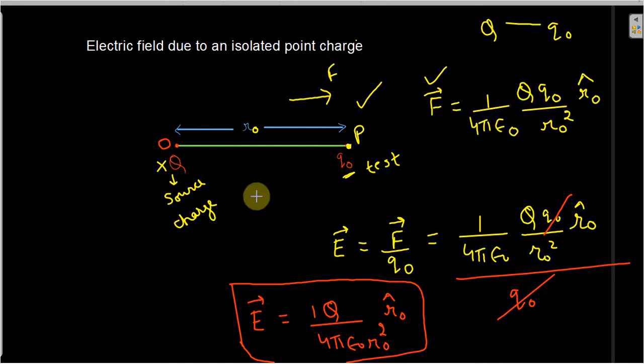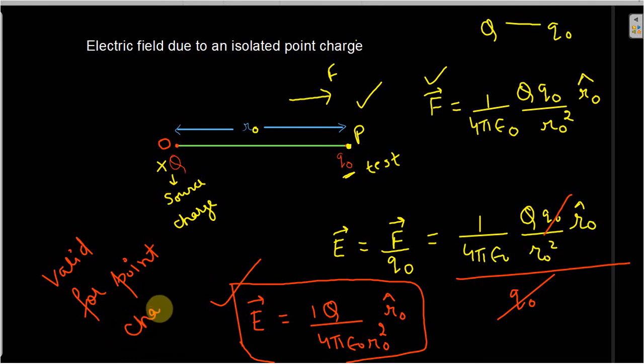But this formula is valid for point charges only. When you have a point charge, you will use this formula. Now when you have a continuous distribution of charge, meaning a charge which is continuous, we will use a different formula. We cannot apply the same formula for this.